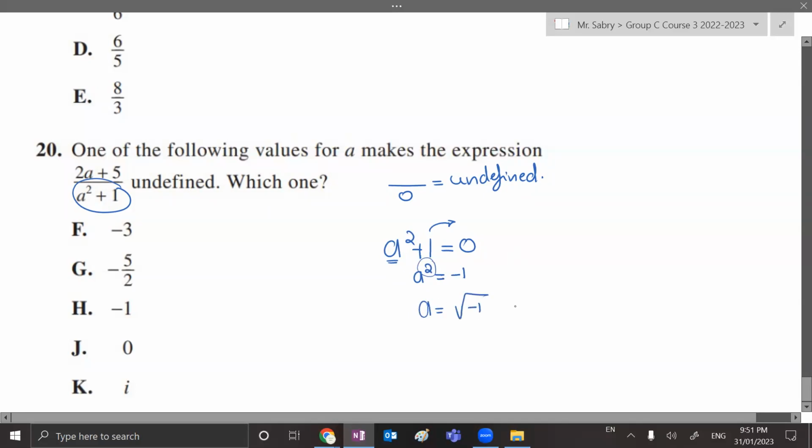What's the square root of negative 1? It is supposed to be a math error or undefined. But when you look at the choices, one of the choices is i, and that is the definition of i. i is actually the square root of negative 1. So K is the correct answer in this one. Are we good?